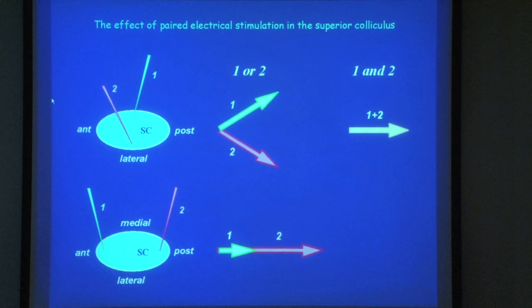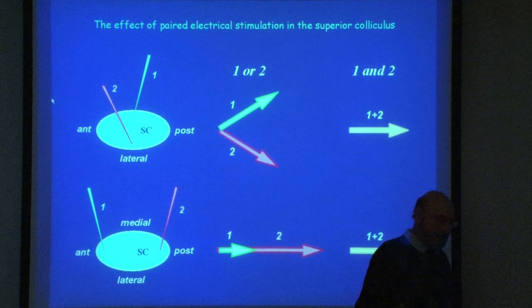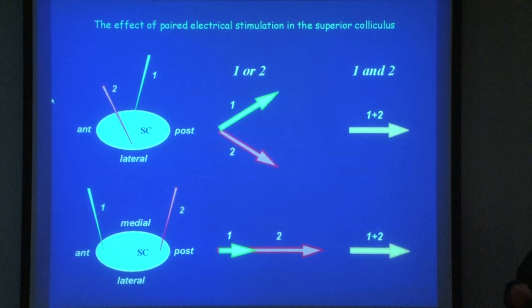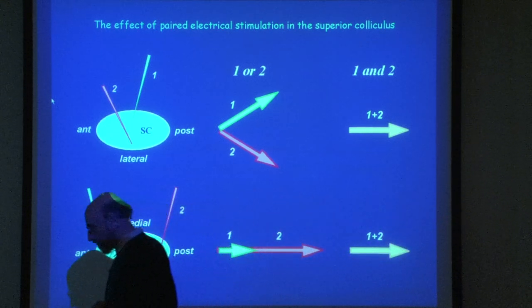So if it vector averages, you should get an in-between saccade. If it vector sums, then you should get a bigger saccade than either of those. And you indeed get a vector average saccade. So depending on this arrangement, or this arrangement, you get the same vector average saccade, because the only thing happening here is you excite the neurons in the colliculus by virtue of this electrical stimulation.